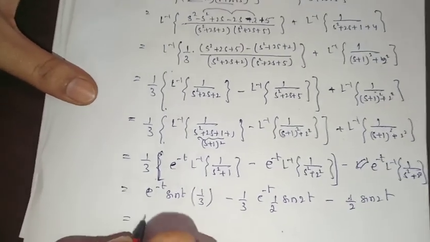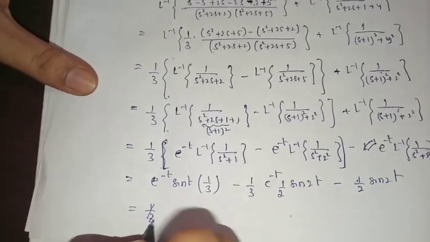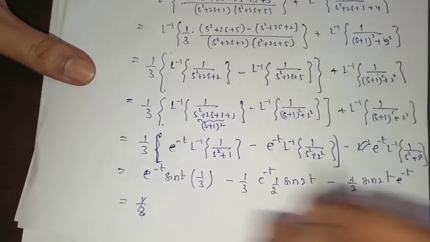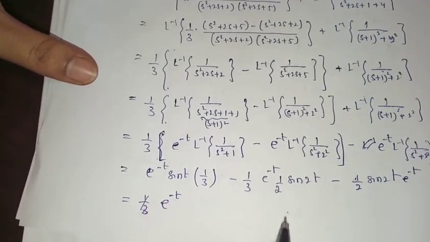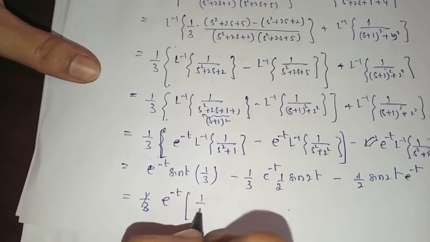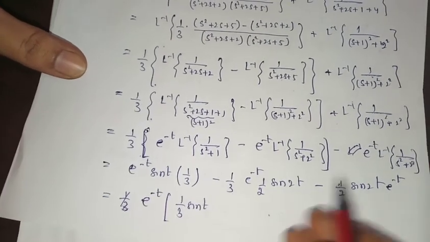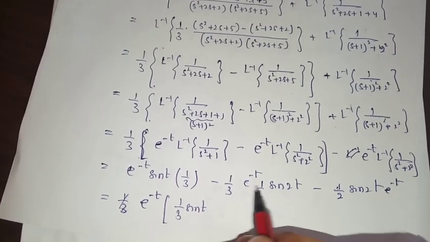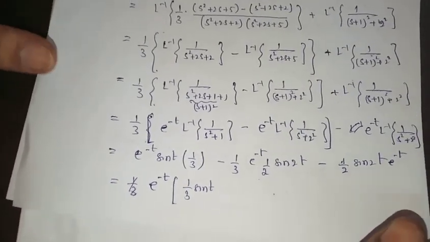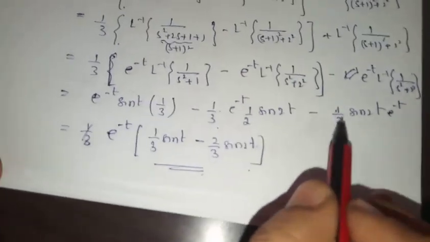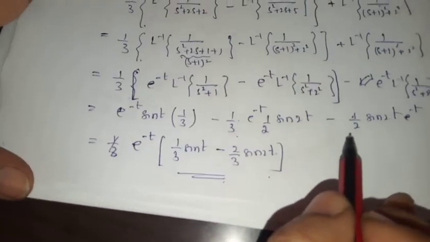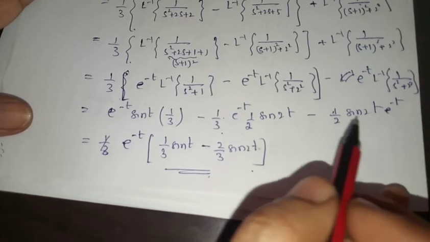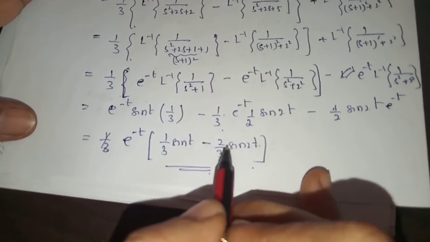So this becomes 1 by 3. You can just take out here also e to the power minus t, e to the power minus t common. So this becomes 1 by 3 sin t. Here when you take, this is 1 by 2, and this is 1 by 6 and minus 1 by 2. So this becomes, see, we have simplified this. This is minus 1 by 6 minus 1 by 2. It is minus 4 by 3 minus 4 by 6. So that is minus 2 by 3.